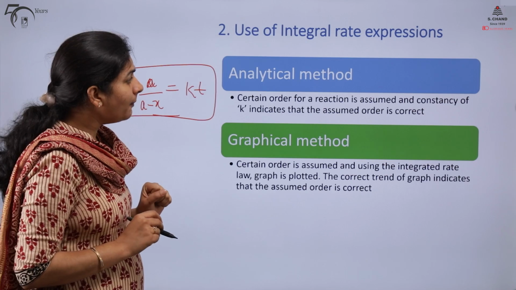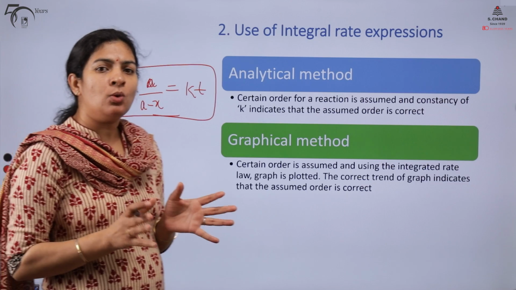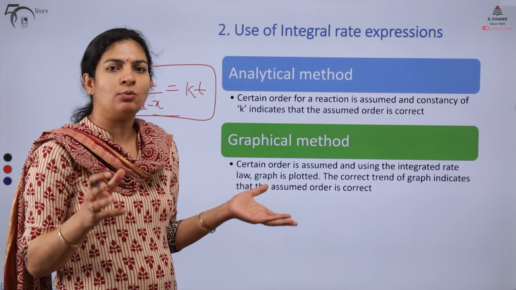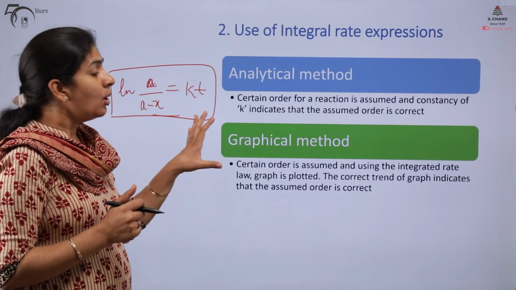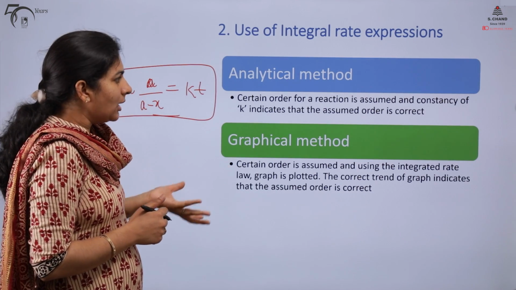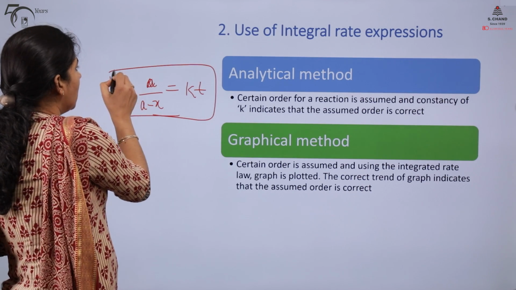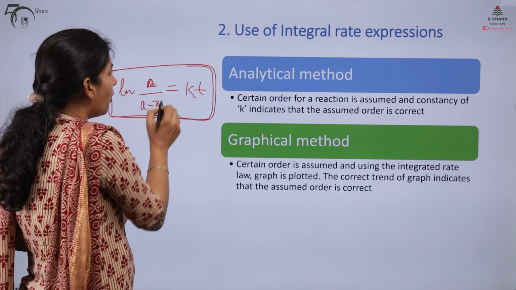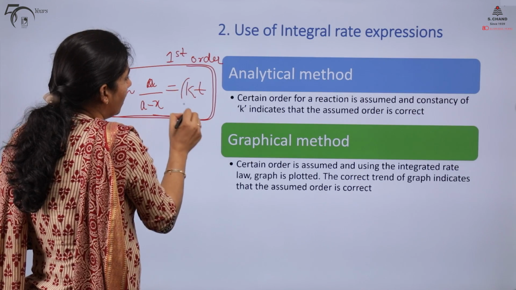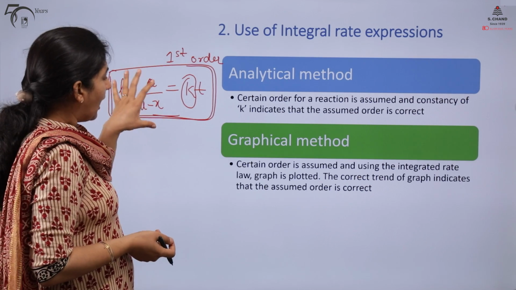One is the analytical way, right? Another is the graphical method. In the analytical method, what do we do? For a given reaction, I assume the order. Let's say I do not know in the beginning what the order of this reaction is. So I assume that the order of the reaction which I am carrying out is first order, right? And then using the integrated rate law expression for first order, I carry out the calculations of the rate constant. So I carry out the reaction and the calculation.